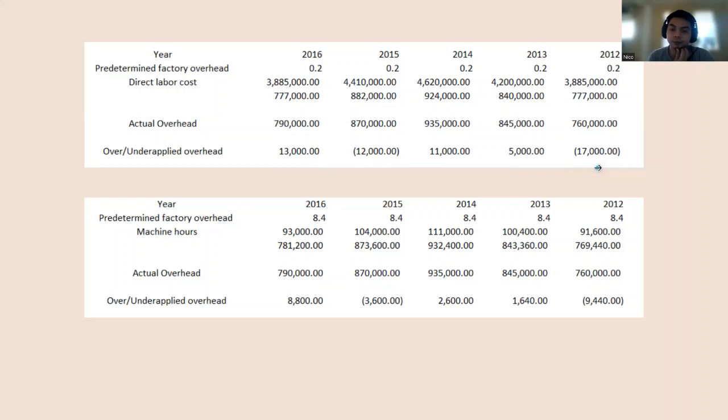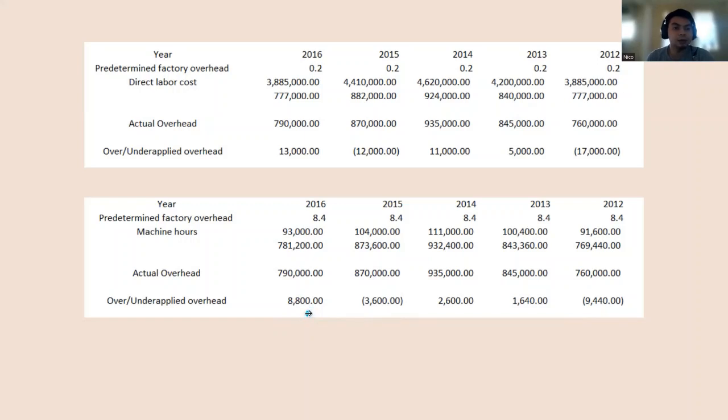And then for the machine hours, we'll do the same steps. Since we already have the predetermined factory overhead rate, which was solved earlier, we'll just multiply it by the machine hours per year. And we have the values here, and we'll subtract them from the actual overhead, which results in the values here.